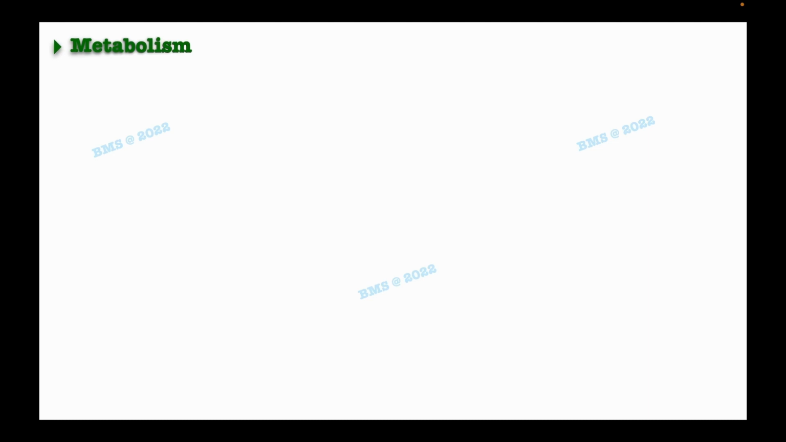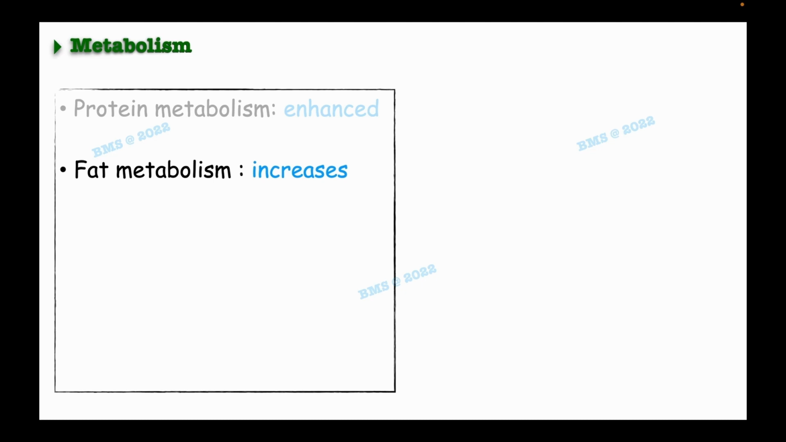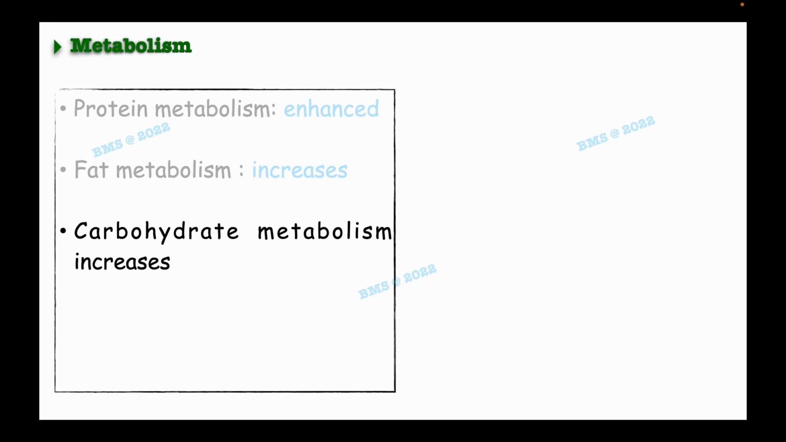Now, in pregnancy, protein metabolism is enhanced to supply substrates for maternal and fetal growth. We also see that fat metabolism increases, and this is evidenced by the elevation in all lipid fractions in the blood. Then also we see that carbohydrate has the most dramatic changes in pregnancy. So the levels of carbohydrate increase.